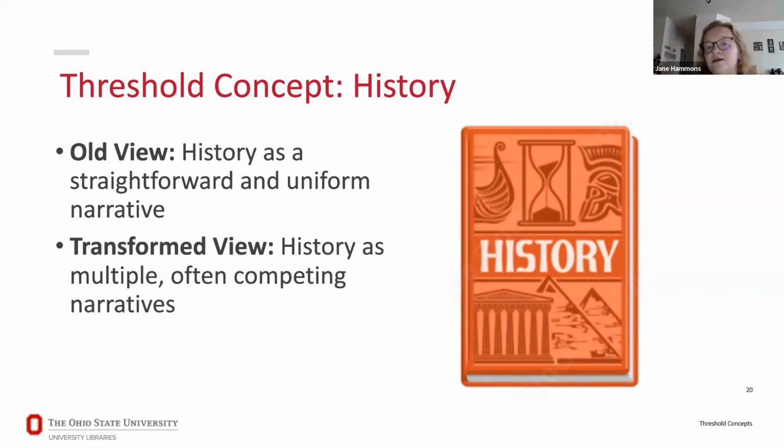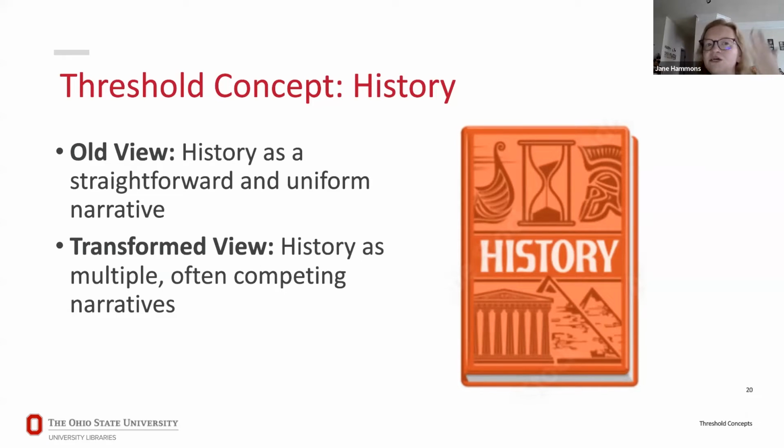But someone who thinks like a historian recognizes that history is really multiple, often competing narratives, right? There's not one unified narrative of history. Each history textbook is going to present a different, sometimes slightly different, sometimes majorly different narrative of what happened in history. And so history is all about interpretation, and it's all about argument.